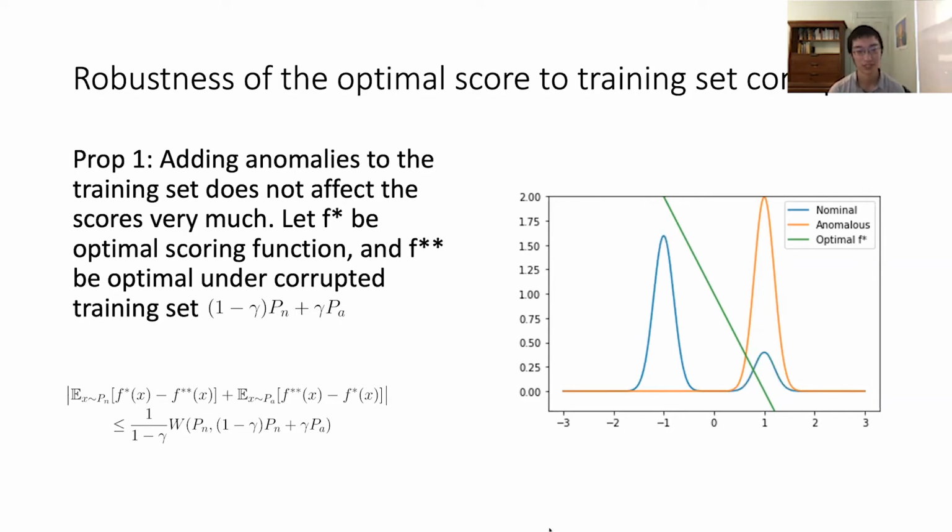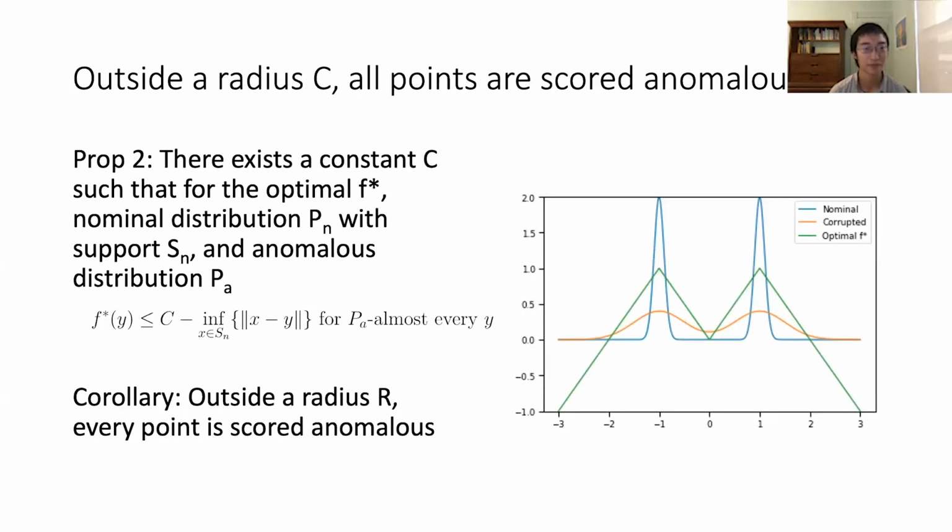And so, just to get an idea right here, if we added some noise, some anomalous points, to the nominal distribution in the training set, then we still get the same optimal discriminator. And we can bound this for all cases based on a number of other factors that you should look at the paper to fully flesh out.